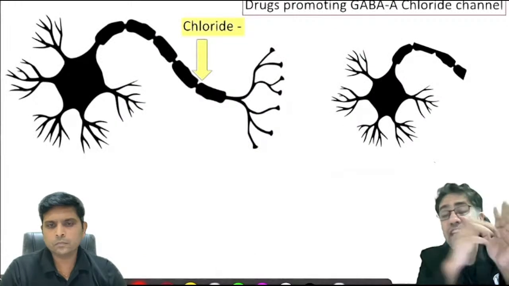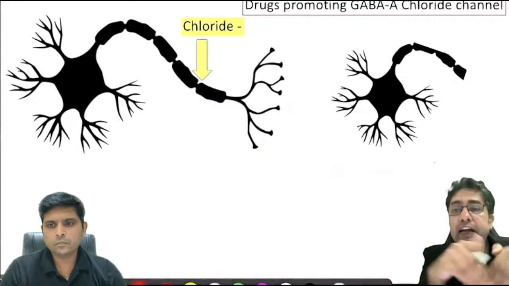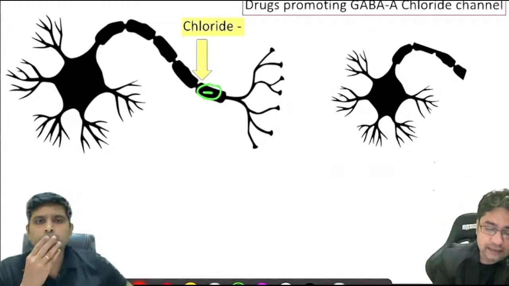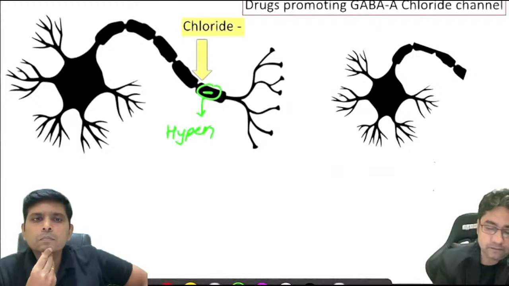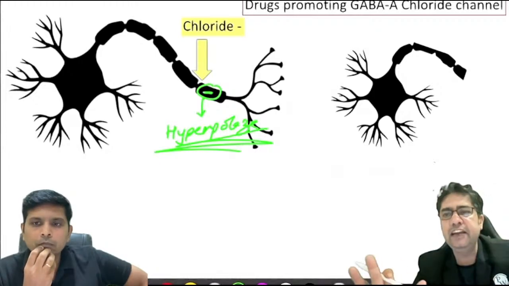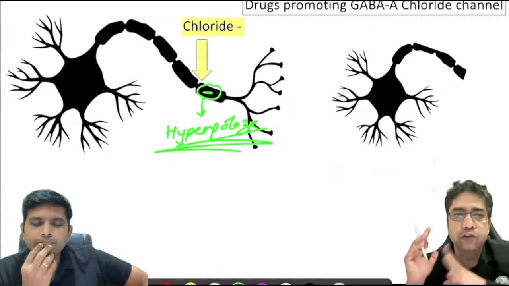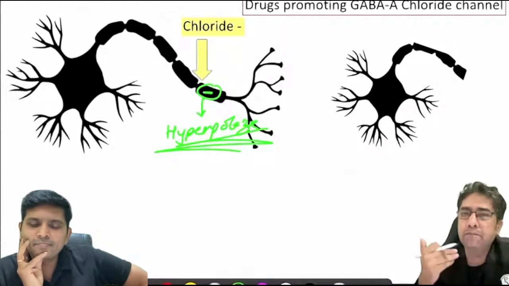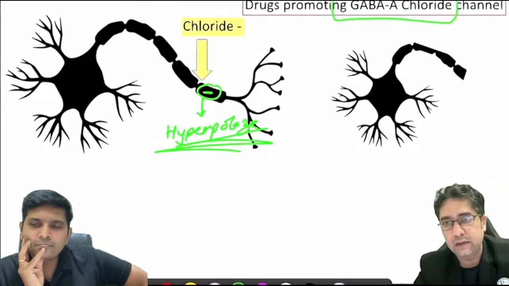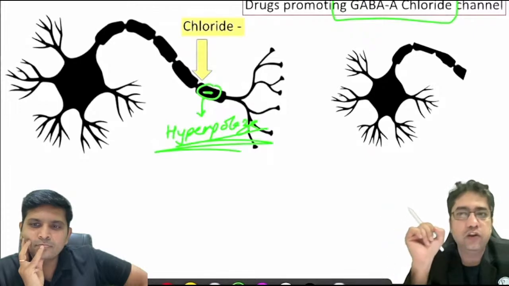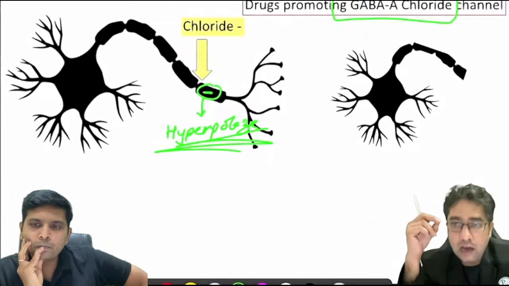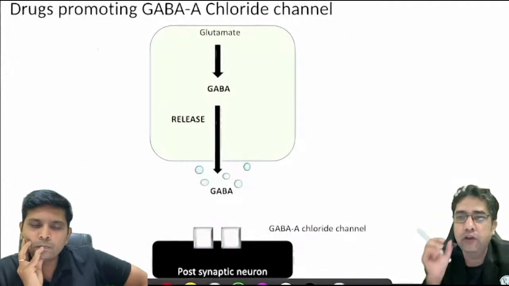Then what additional thing we can do is promote the entry of a negatively charged ion. If a negatively charged ion goes inside, the cell becomes hyperpolarized. Do you agree? The neuron becomes hyperpolarized, it will become more negative. Negative people don't do any work, hence the neuron will also not do any work. So the point is how we can promote the action of chloride channel. Remember, there is a channel known as GABA-A chloride channel. GABA is a neurotransmitter which acts on GABA-A chloride channel and increases the movement of chloride inside the neuron. How does it happen? Let's understand with the help of a beautiful diagram.